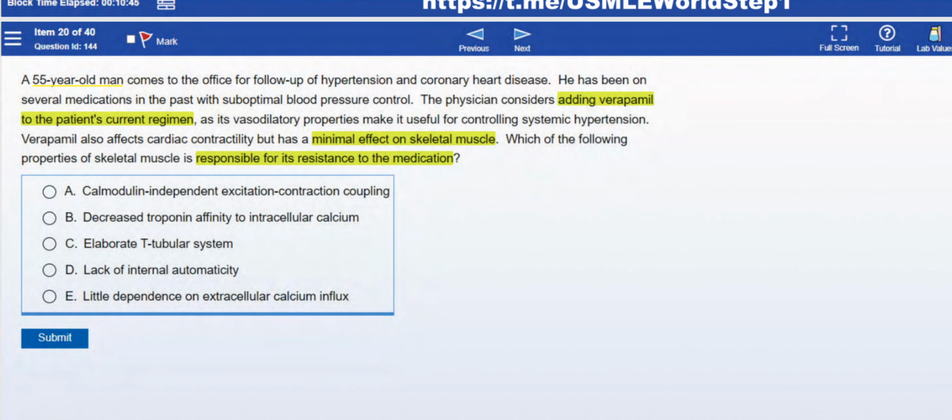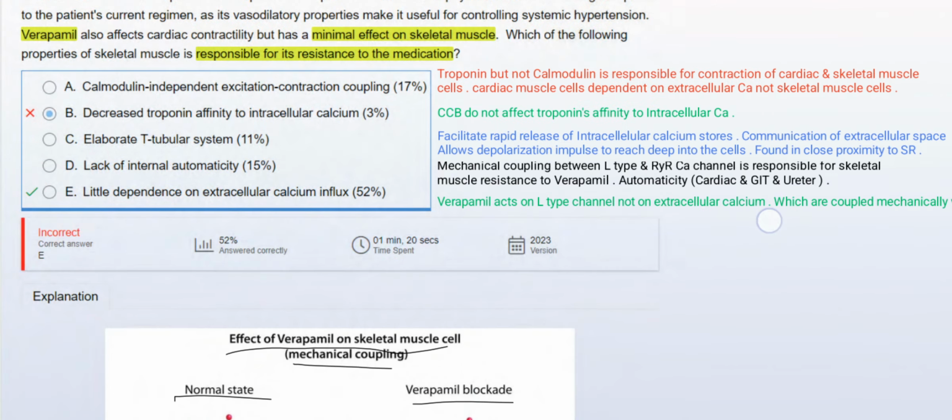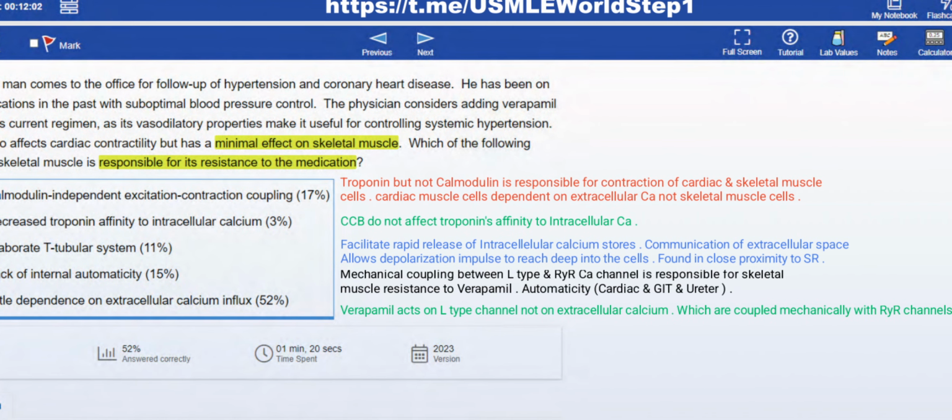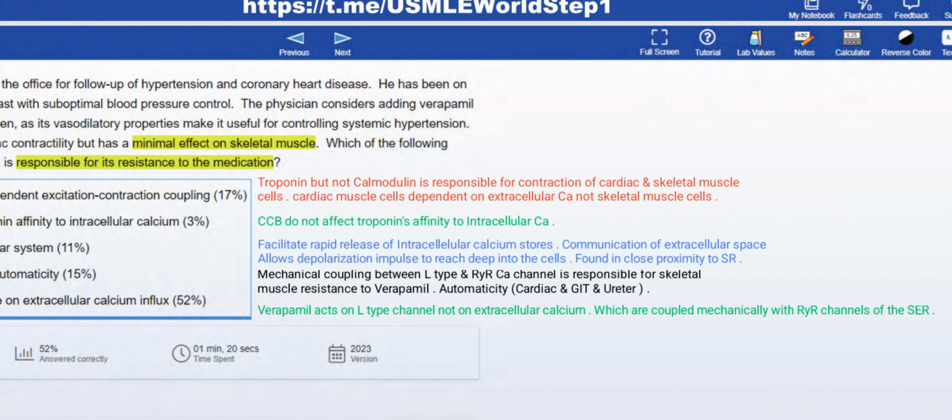Pause it and give the answer. So the correct answer for this question is option E, little dependence on extracellular calcium influx. Why? Verapamil acts on L-type channels, not on extracellular calcium, right? Which are coupled mechanically with RYR channels of the smooth endoplasmic reticulum, right?